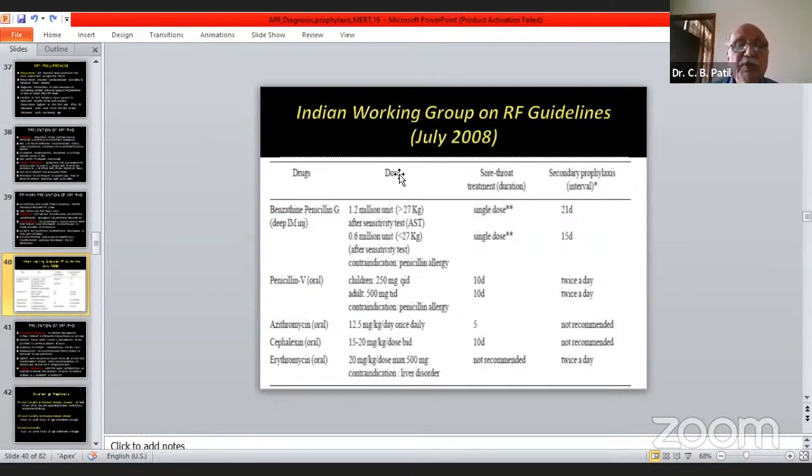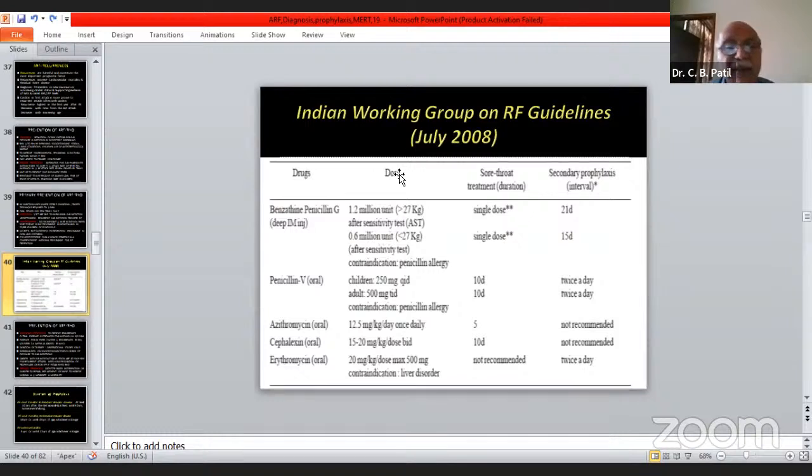For those who are scared or don't want to take injections, penicillin V oral: children 250 milligram QID for 10 days, and for secondary prophylaxis, twice a day to be continued. Adults 500 milligram TID for 10 days for a sore throat, whereas for prophylaxis, it should be twice a day, 500 mg BD, to be continued.